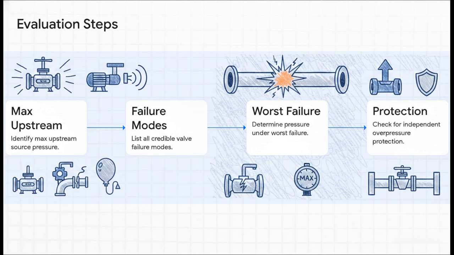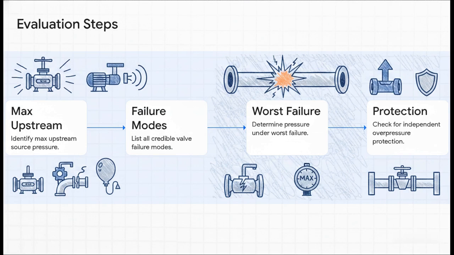Do not look at the normal operating upstream pressure. Look at the upstream relief valve set pressure, evaluate the centrifugal pump shutoff head, or find the compressor discharge pressure right at the surge limit. Step 2. List all credible control valve failure modes. We just covered these extensively, right? Failing wide open mechanically, loss of instrument air, or manual bypasses being accidentally opened during commissioning.